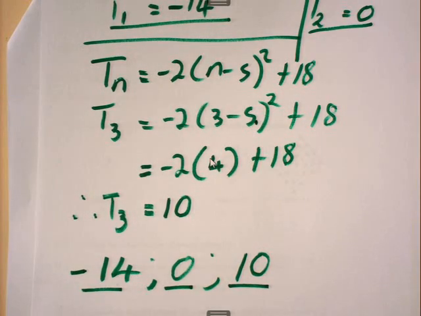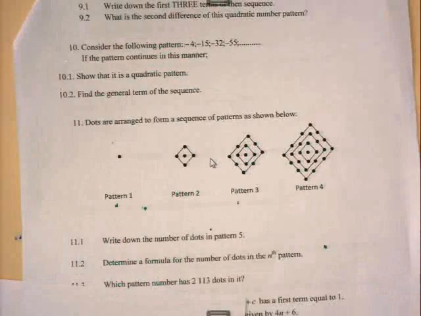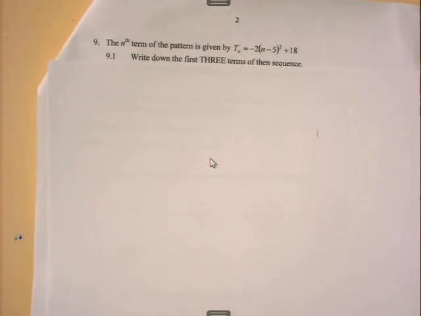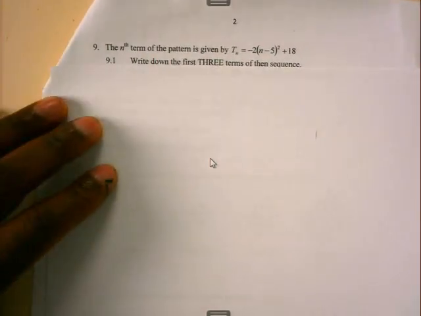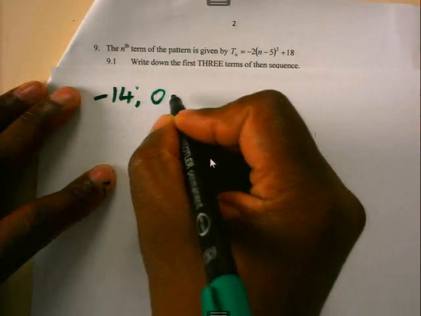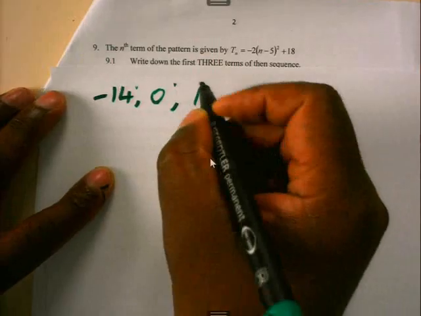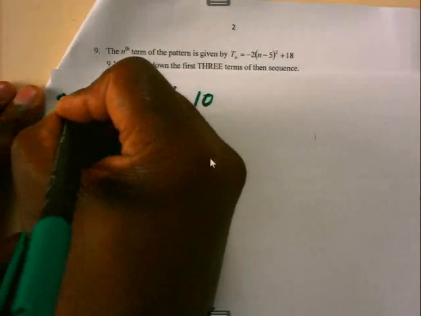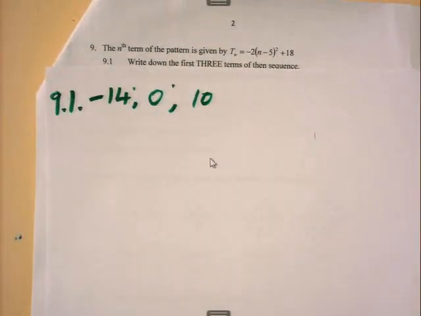If you remember the question very well, the question stated, write down the first 3 terms of the sequence. So we said those first 3 terms are minus 14, 0, and 10. That is 9.1, how we answer 9.1. I hope you are happy with it.